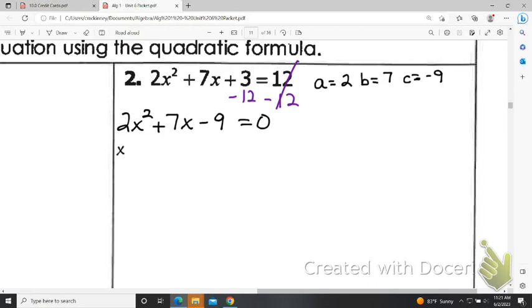So my quadratic formula, x equals negative b. Also, you will not be required to memorize this if you're a little worried about that. Plus or minus the square root of b squared minus 4 times a times c, all divided by 2a.